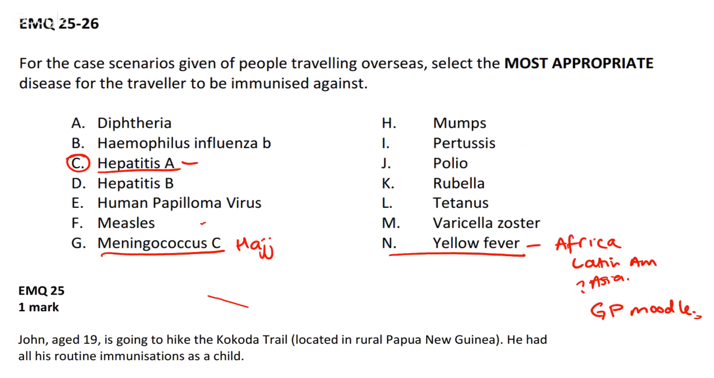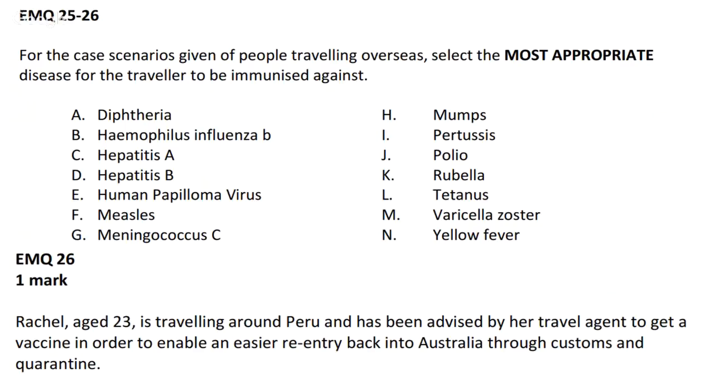Yes, typhoid. So typhoid is on this list. Yellow fever is certain parts of South America. This person is going to Peru, so he's going to South America, so he needs a yellow fever vaccine.